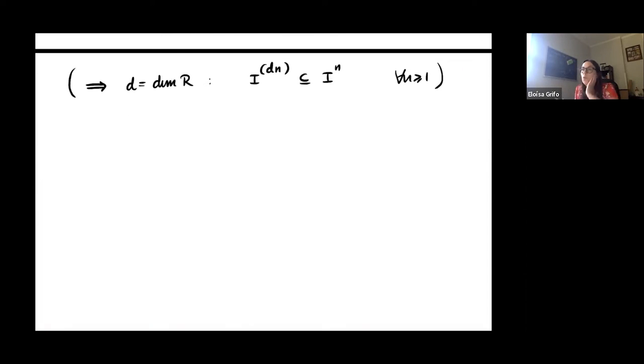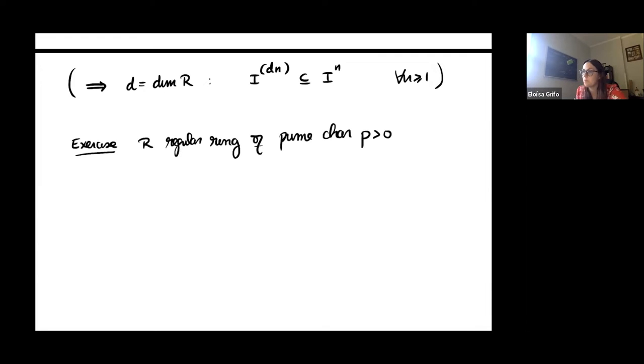So we're going to need a few tools that you will prove as exercises. So actually, let me write this as an exercise. It's spelled out with a few more details in the problem set. So first of all, we're going to need that if you take a regular ring of prime characteristic, then taking Frobenius powers does not change a Fourier prime.